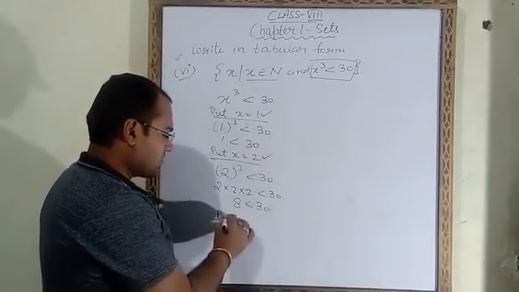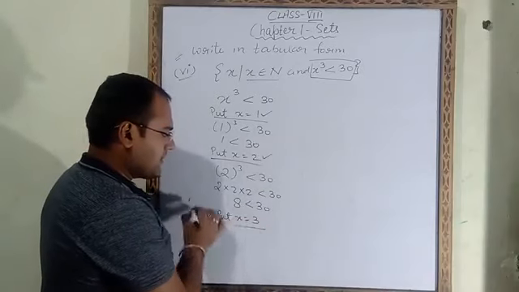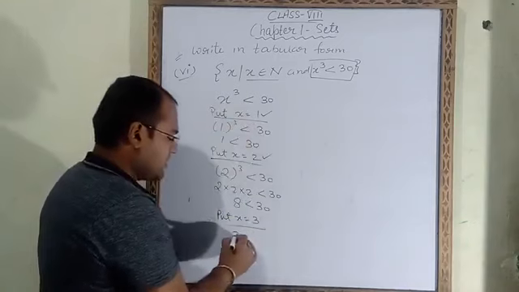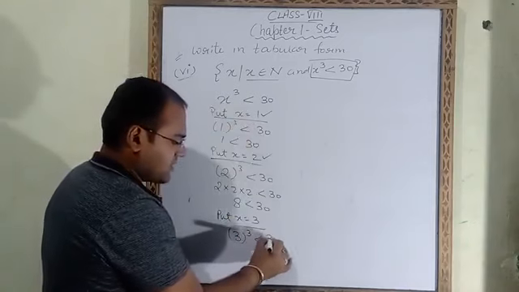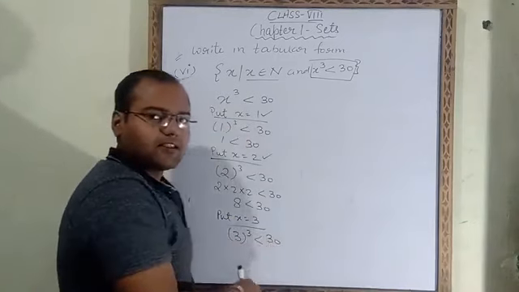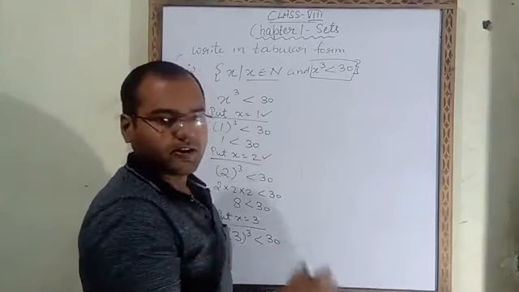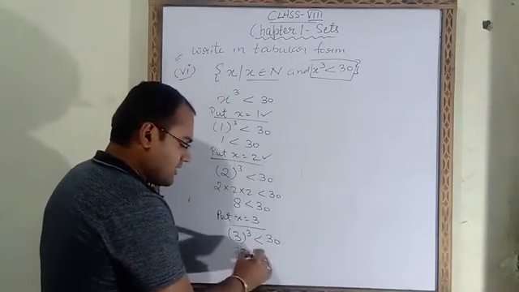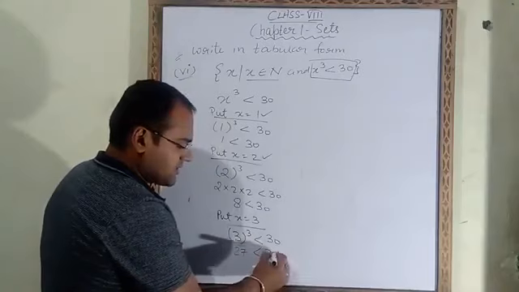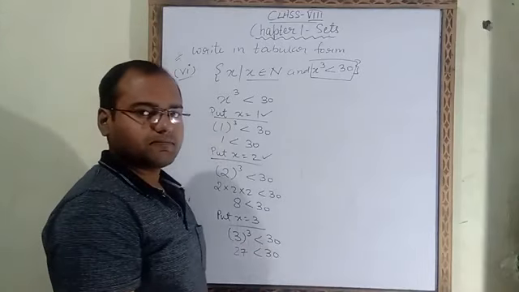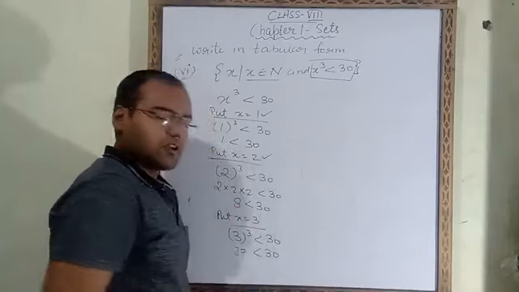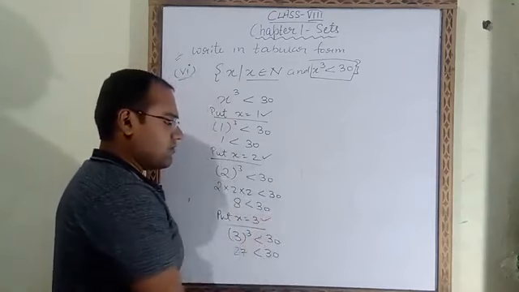Now we will put x is equal to 3. So here we put 3. 3 cube is less than 30. When we multiply 3 times, 3 multiplied by 3 multiplied by 3, the answer will be 27. 27 is less than 30. Is this statement correct? Yes, this one is also correct. That means we have to consider this x value.